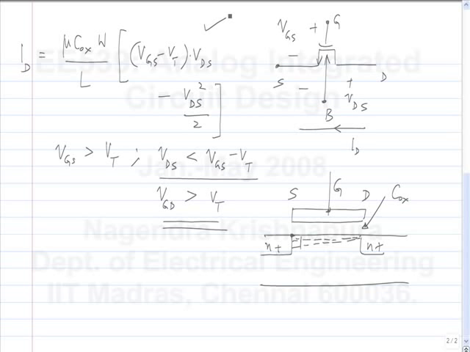So, roughly speaking, you can think of the charge density here as related to VGS minus VT. And at this point it is related to VGD minus VT. So, if you combine the two and get an average charge and calculate the conductance of this part, you will get this equation. That is how that equation is obtained.